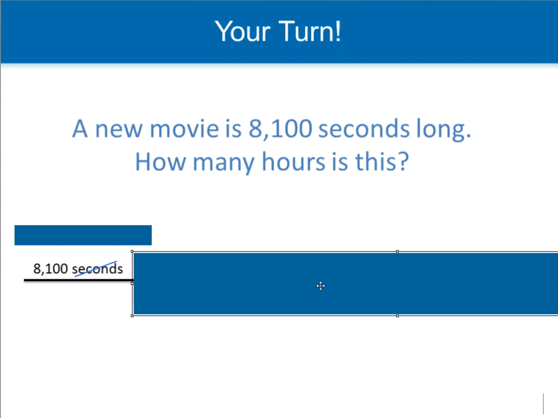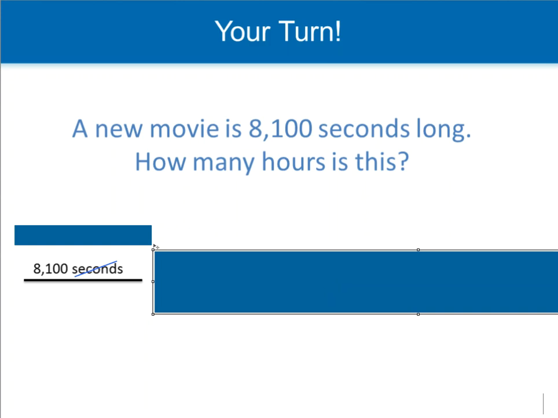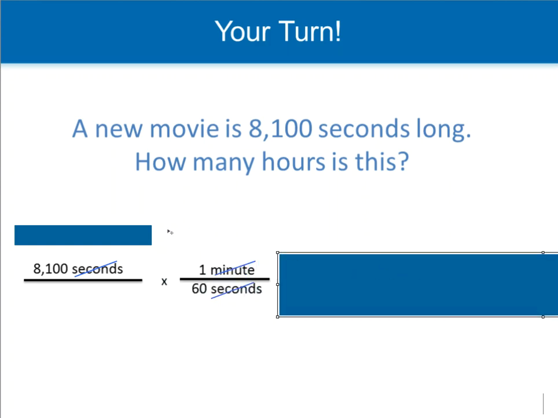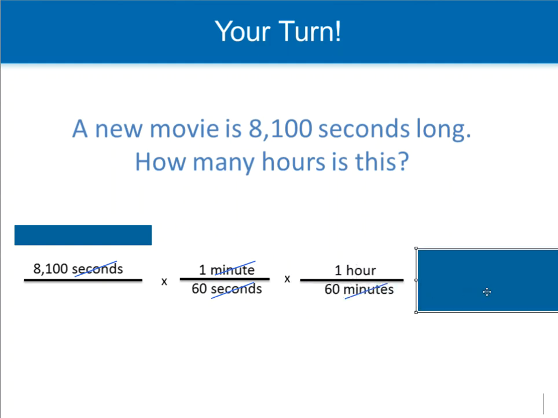So from seconds, we need to go to minutes. So I have to have seconds on the bottom because seconds is up here, so I can cross cancel. So I know that there are 60 seconds in every 1 minute. So that's going to be my next fraction. And I know that the next fraction after that is going to have minutes on the bottom. And if we're converting to hours, then that would mean that there are 60 minutes in 1 hour because I need to have 1 hour on the top. So that would be our last fraction.